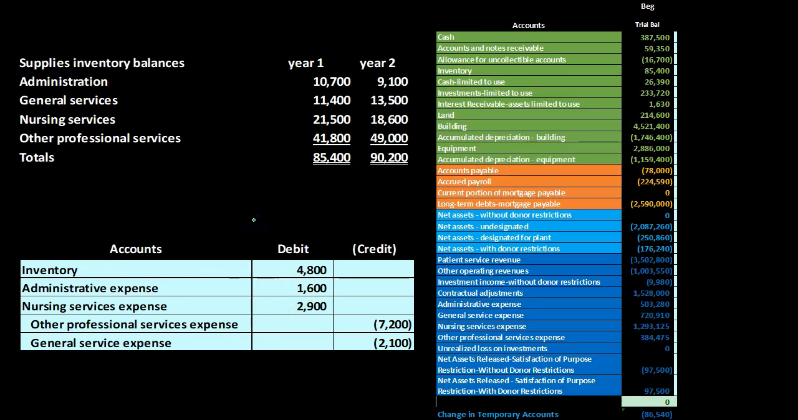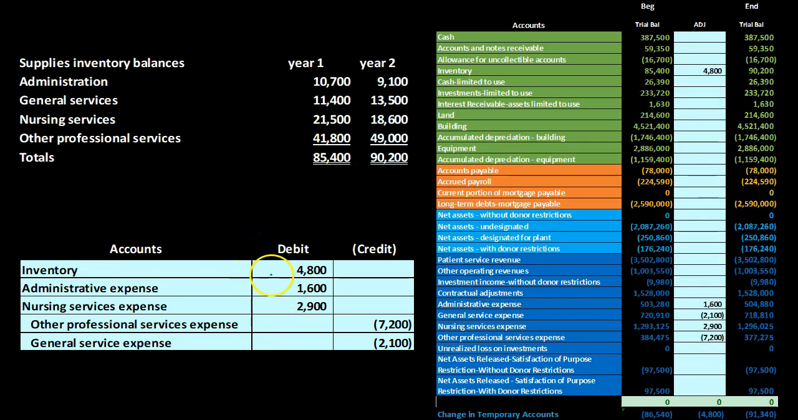So now we'll record this out. If I record this out, we're going to say the inventory up top. We have the inventory starting at the 85,400. It's going to be going up by the 4.8 to the 90,200, which of course matches our ending inventory.